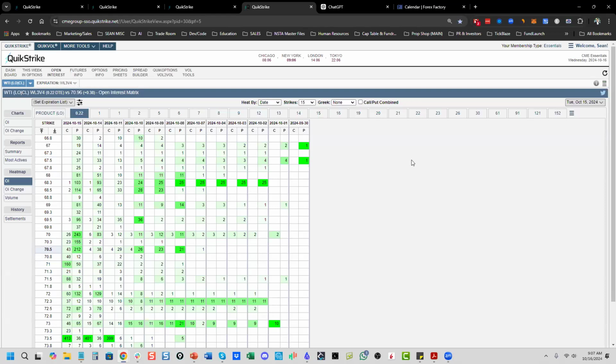Now, what we're going to do here, and this is very important, don't get confused by all this information because it can be quite overwhelming. I'm going to simplify this down. You're going to click on 0.22.